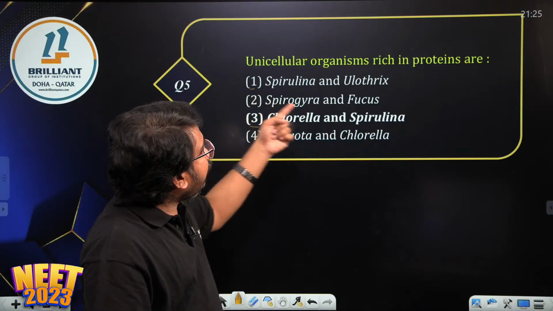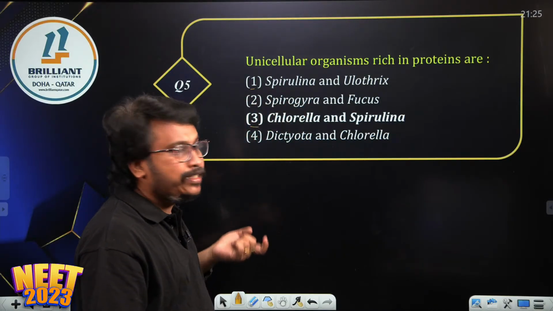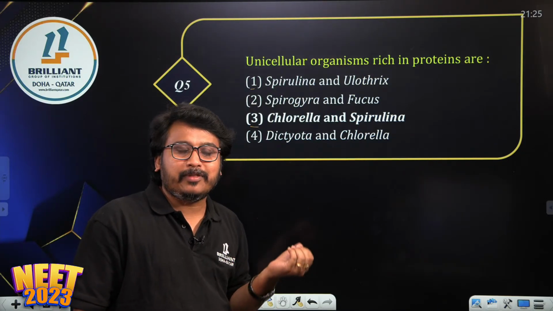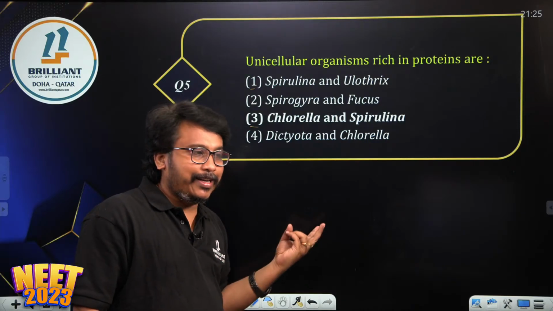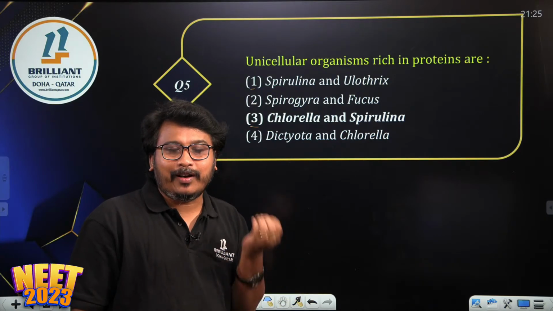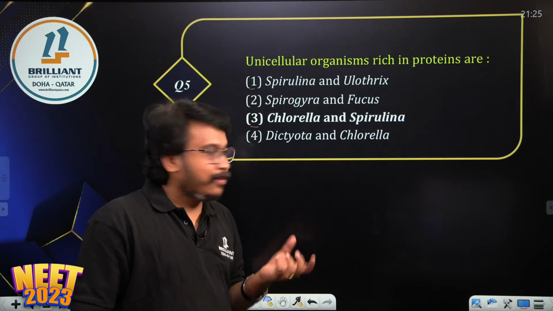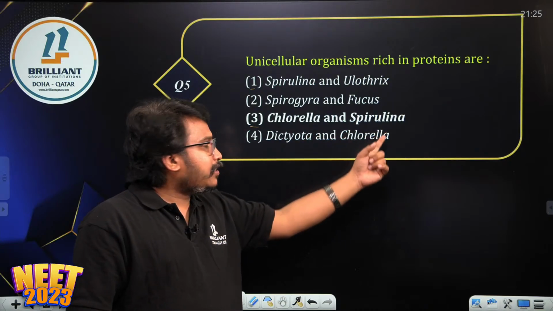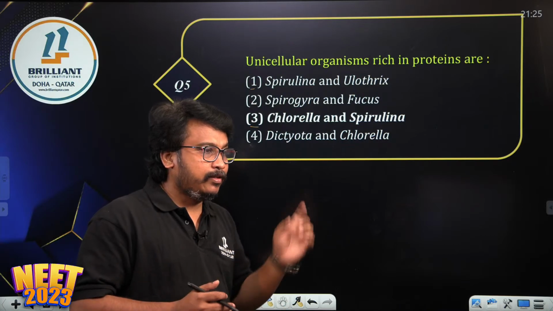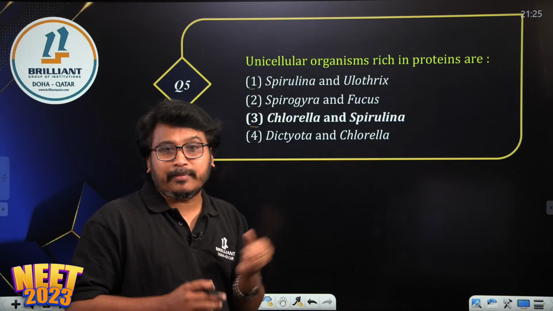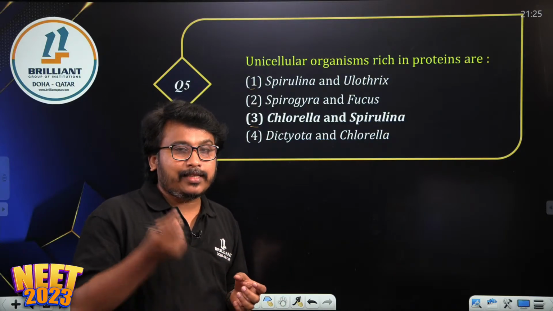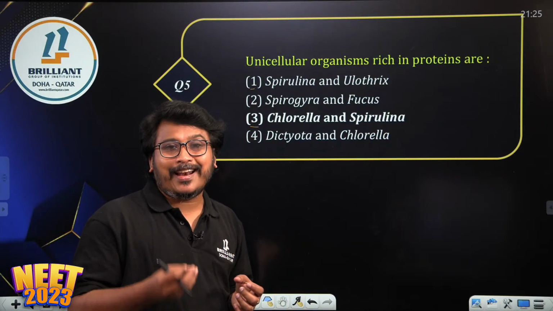Next one: unicellular organisms rich in proteins are... This is from biological classification as well as the plant kingdom. You already learned it in the microbes chapter, single cell protein tablets making and all. We are using two algae: one is chlorella and the other is spirulina. Spirulina comes under cyanobacteria, so please learn it, whereas chlorella is a unicellular motile algae.